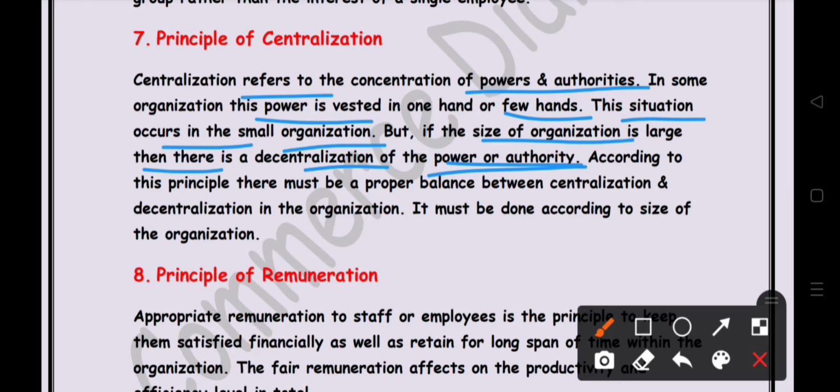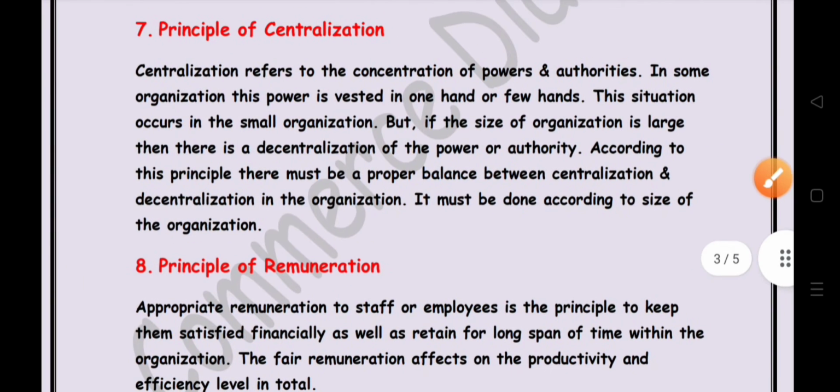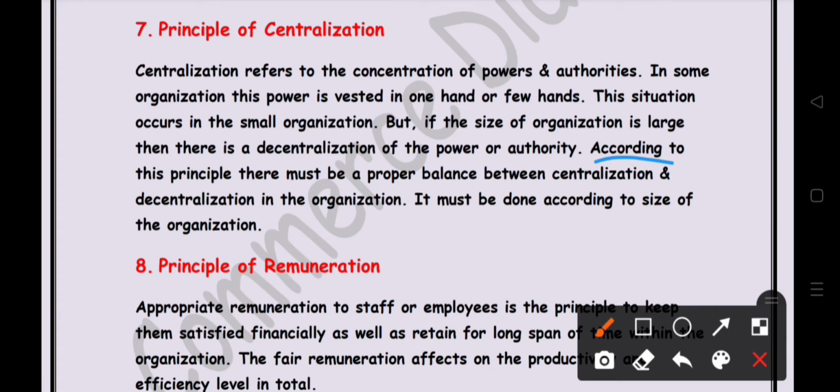Centralization and decentralization will depend upon the size of your organization. For a smaller organization, centralization will be followed, and in a bigger organization, decentralization. According to this principle, there must be a proper balance between centralization and decentralization in an organization. As I discussed previously, whether we use the centralization or the decentralization approach totally depends upon the size of the organization.